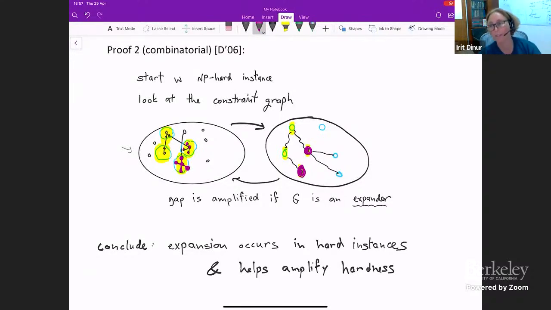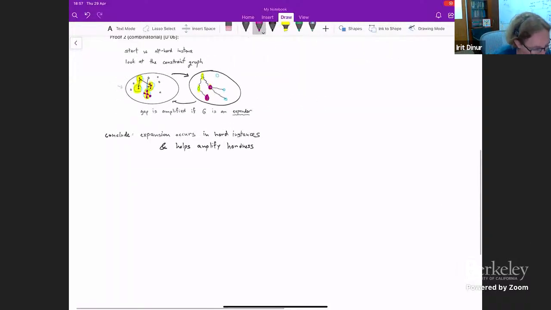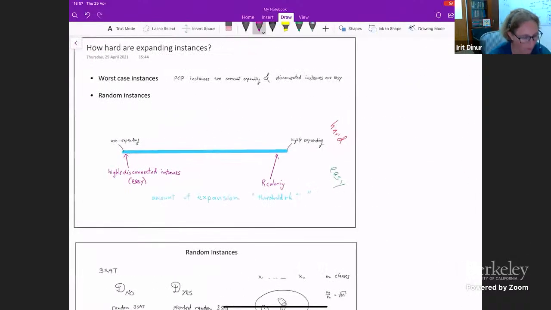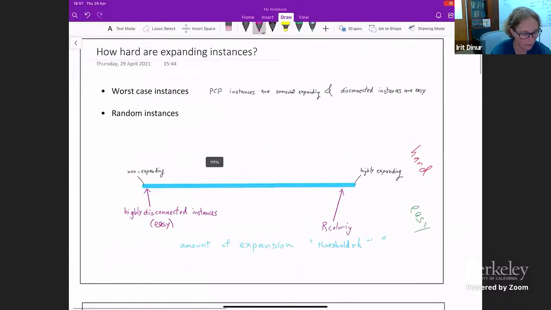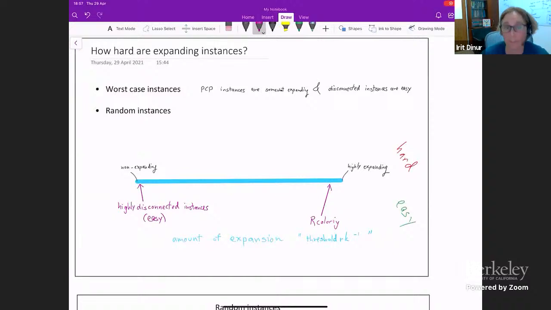So the instances we get at the end of this theorem, the instances that are hard to approximate, will always have some kind of expansion, as far as I know. Okay, I guess that's it for this one. So far we talked about worst case instances.